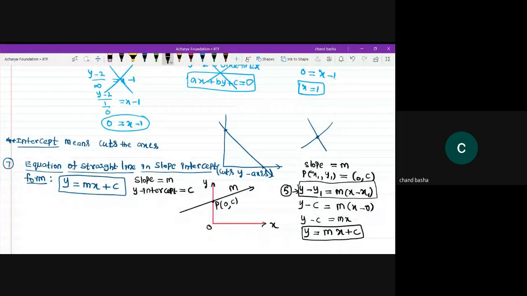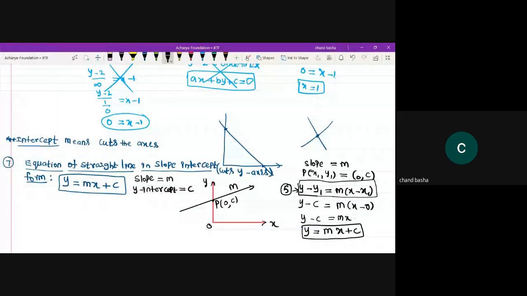Is it clear? y is equal to mx plus c. How are we doing this? Your line cuts the y-axis at a point. I take one standard point, 0 comma y coordinate. But he has given the y intercept c, so you can take only this variable c. Sir, I want to take a. No, you cannot, because the mathematicians have fixed it.